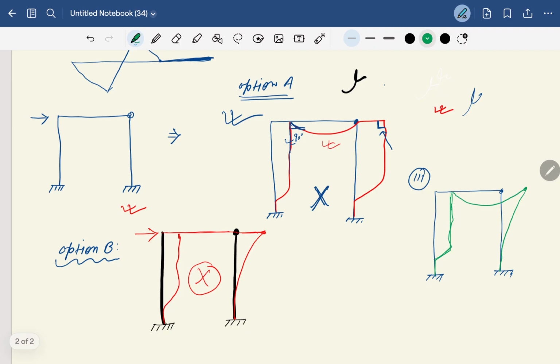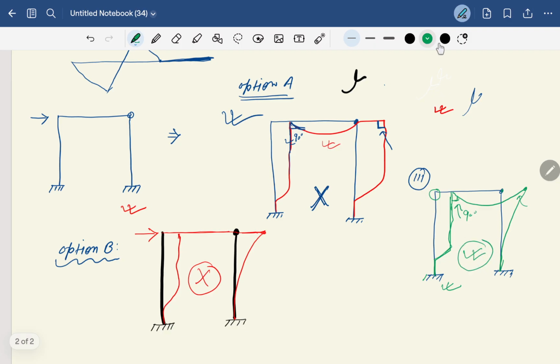The first golden rule is that at the rigid joint the angle will always be 90 degrees. See, it is making 90 degrees, so this is right. Second, at the fixed support rotation will be 0. See here rotation 0, here rotation 0, so it is right. And the third point is that at the internal pin there is no bending moment, and the internal pin joint is allowed to rotate in any direction, so it is rotating and not making a 90-degree angle. So this option is right.